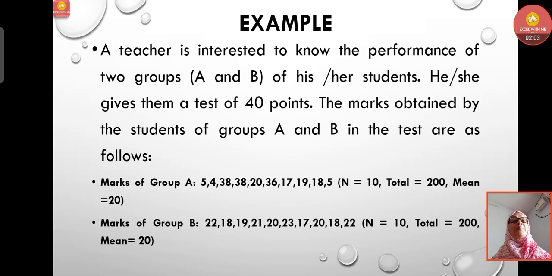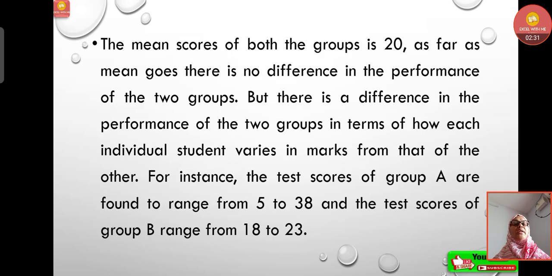Now, let's see the example. A teacher is interested to know the performance of two groups, A and B, of his or her students. He or she gives them a test of 40 points. The marks obtained by the students of groups A and B in the test are as follows. Marks of group A are given here, total is 200, mean is 20. Marks of group B are given here, n equal to 10 and total 200, mean equal to 20.